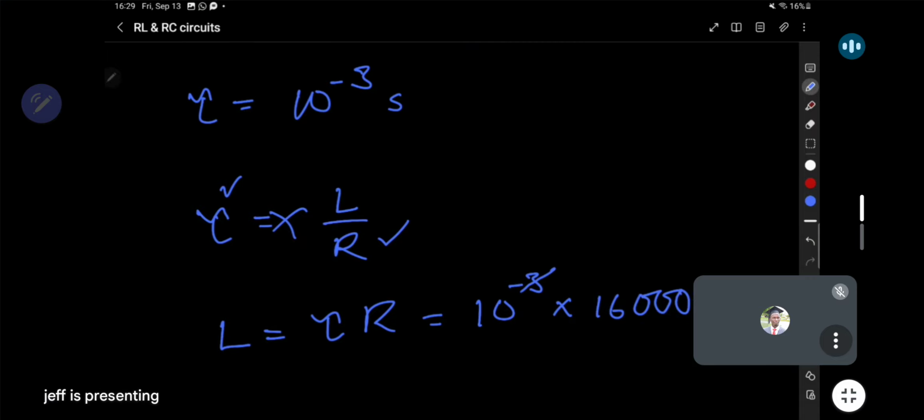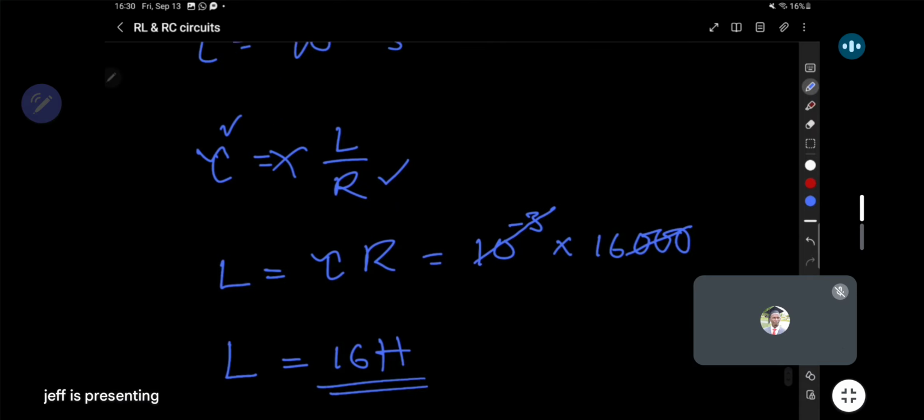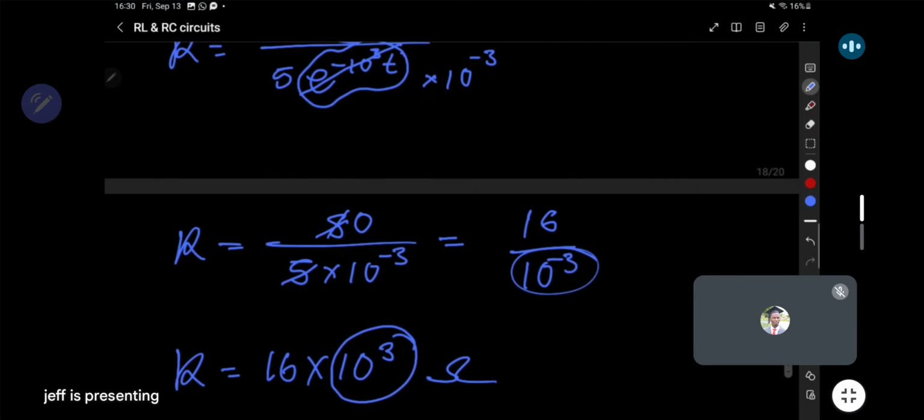The 10 to the power minus 3 will cancel the 3 zeros, so that the inductance comes out as 16. Now the question is, what will be the units here? So here, of course, this will be in henries. So here's what we did to get L.